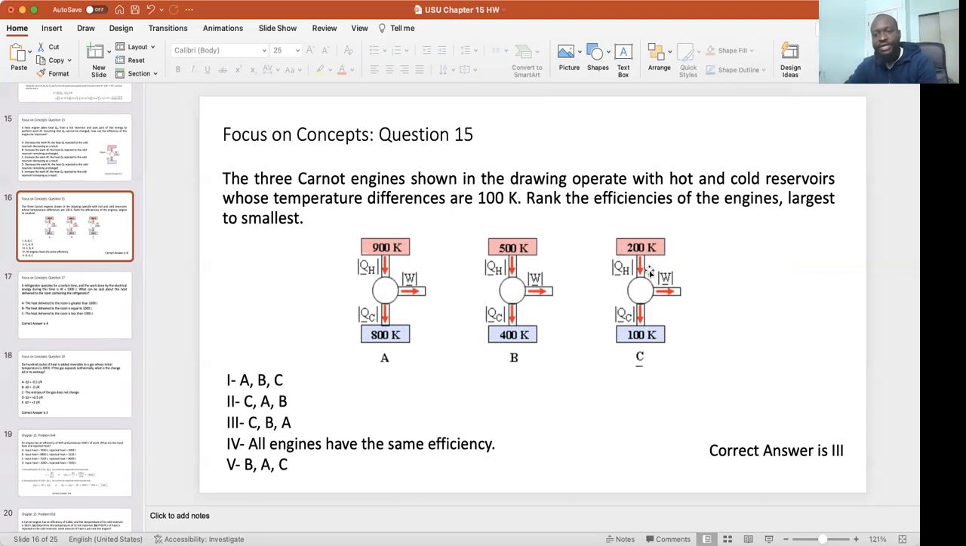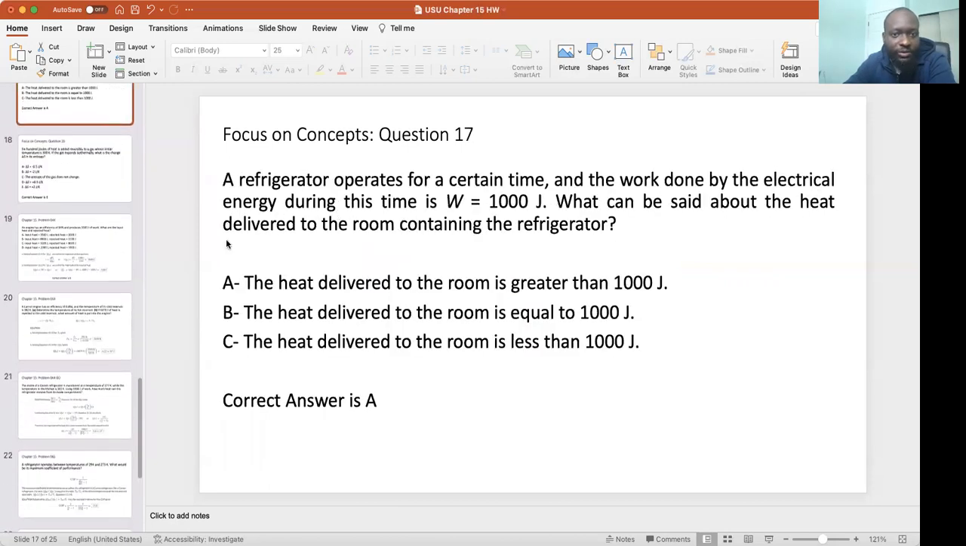Okay. So it doesn't mean the temperature difference doesn't matter. It's how much of the total incoming heat from the hot reservoir is going to work done that determines the efficiency that you should have. The next is Focus on Concepts, question 17.